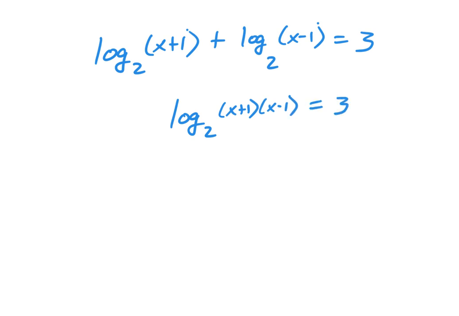equals 3. I don't need to do anything with the right-hand side. What we've done here is we've combined the 2 logs into one. So now we have just a single log in our equation. What do you think we're going to do with these 2 expressions? Yeah, just FOIL it, okay? It's just good old FOIL. And you could have done that right away if you wanted to. I'm just rewriting it so you can see that.